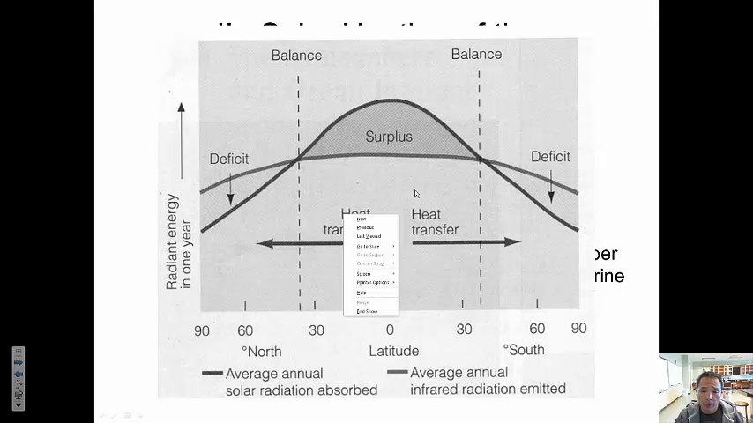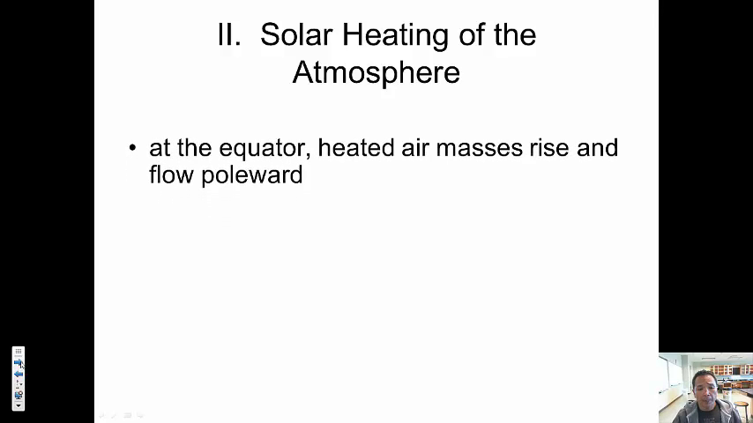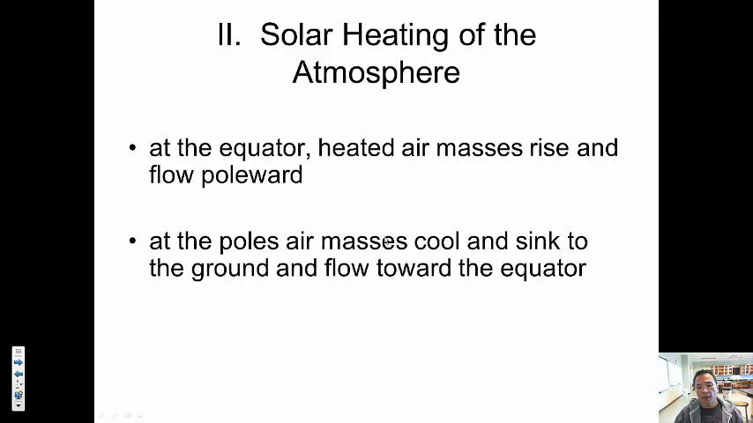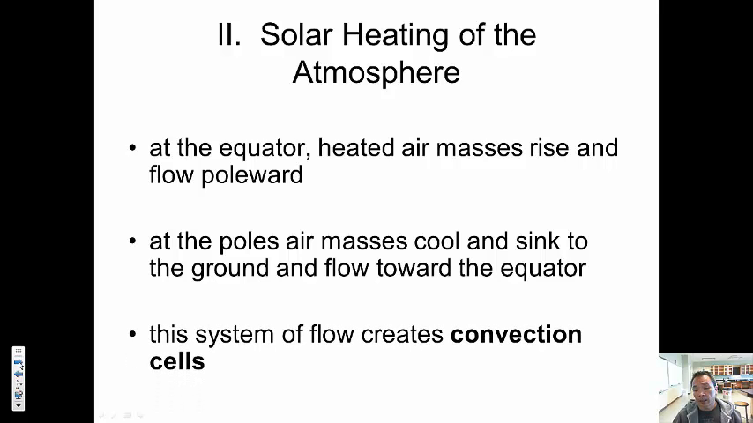However, because we have a rotating Earth scenario, what happens is it's slightly complicated. So let's just review this again. Heated air masses rise and flow poleward, and then at the poles, air masses would sink and flow back towards the equator. That would be the tendency of these air masses. And this is what we would call a convection cell.